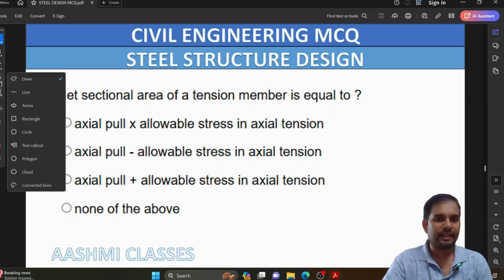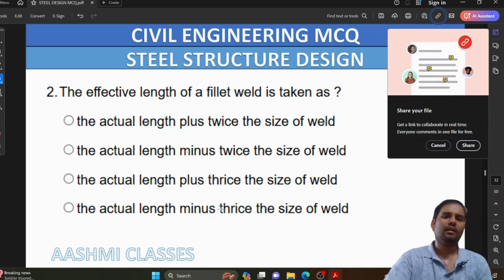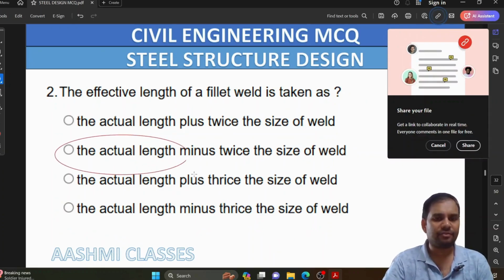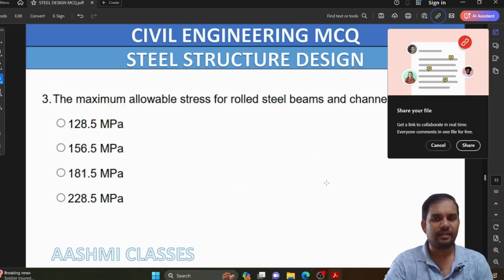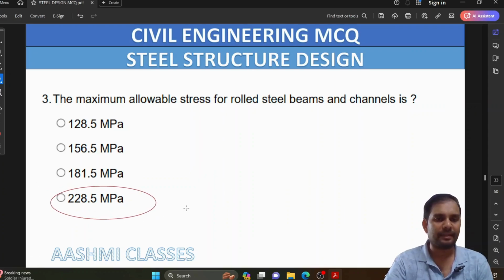The net sectional area of a tension member is equal to axial pull into allowable stress, no. Axial pull minus allowable stress, no. Axial pull plus allowable stress, no. None of the above. The effective length of a fillet weld is taken as the actual length minus twice the size of the weld. The maximum allowable stress for rolled steel beams and channel is 228.5 MPa.